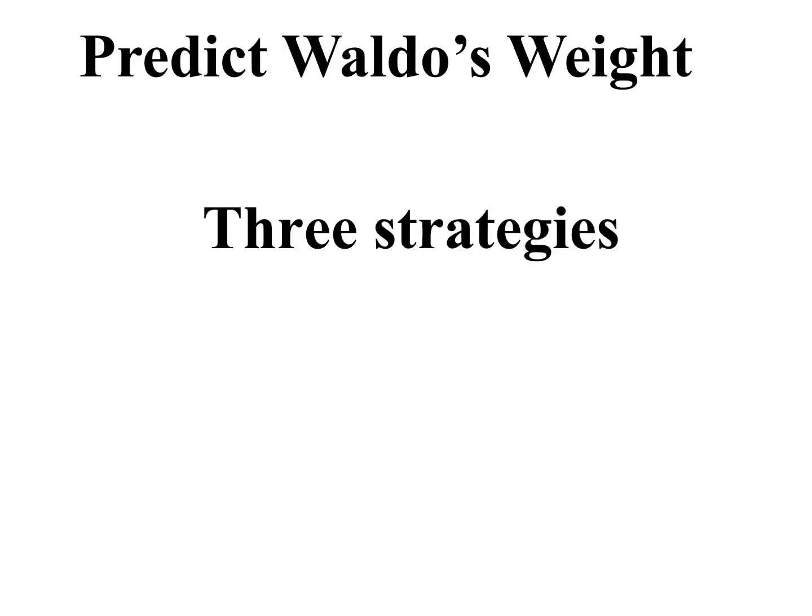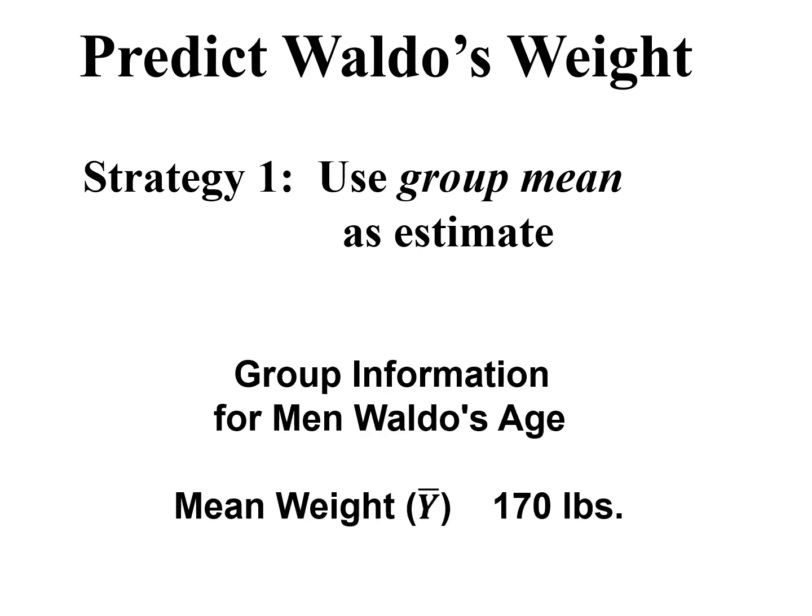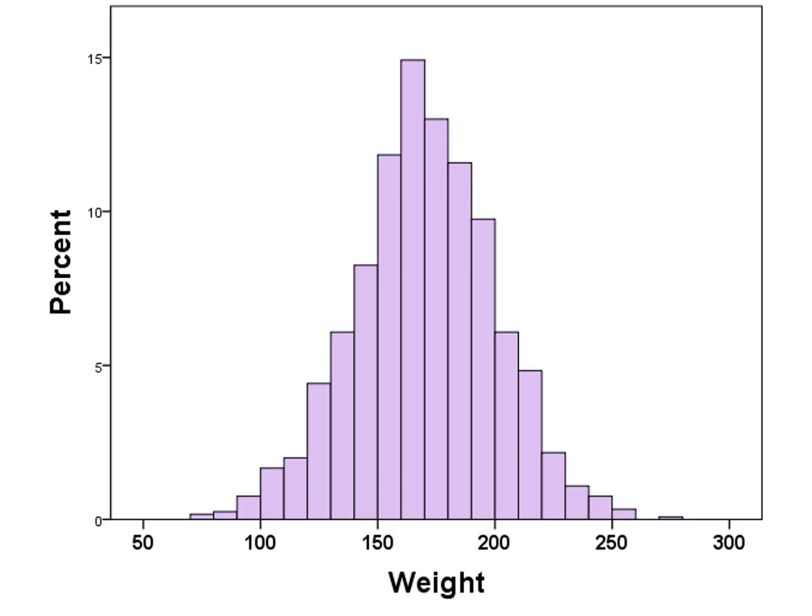We'll discuss 3 strategies that we might use if we want to predict Waldo's weight. The first strategy is to use the group mean as an estimate of Waldo's weight. We'll start with this group information regarding men Waldo's age. Their mean weight is 170 pounds. That is, the mean of y is 170 pounds. The distribution of weight in men Waldo's age group is approximately normal.